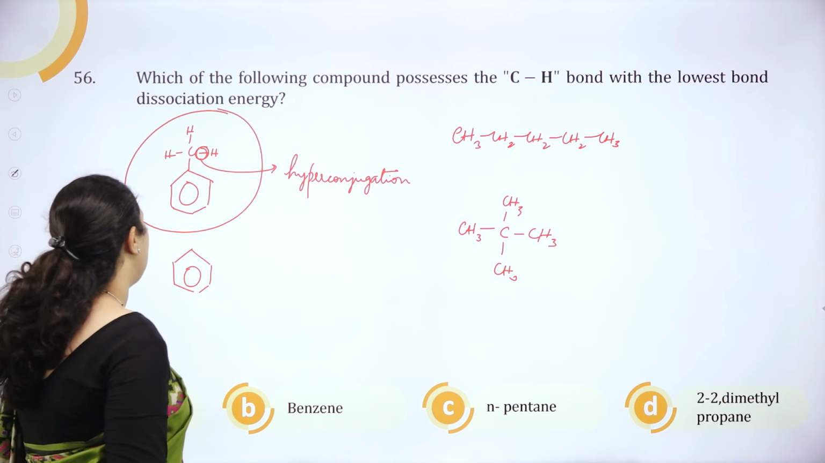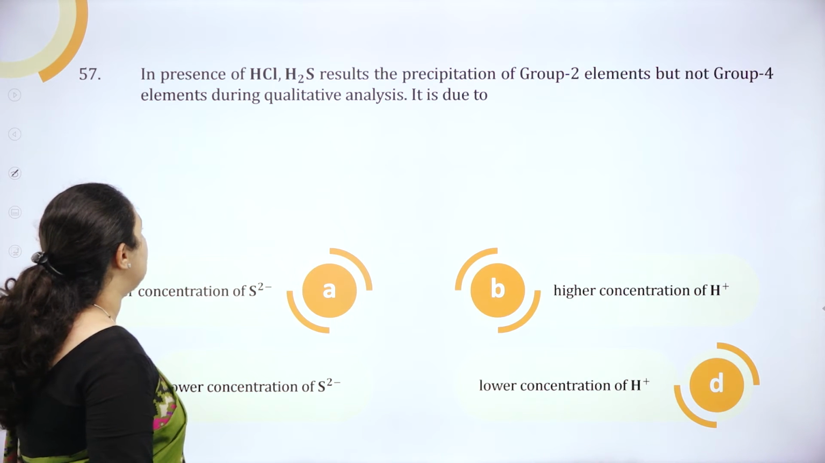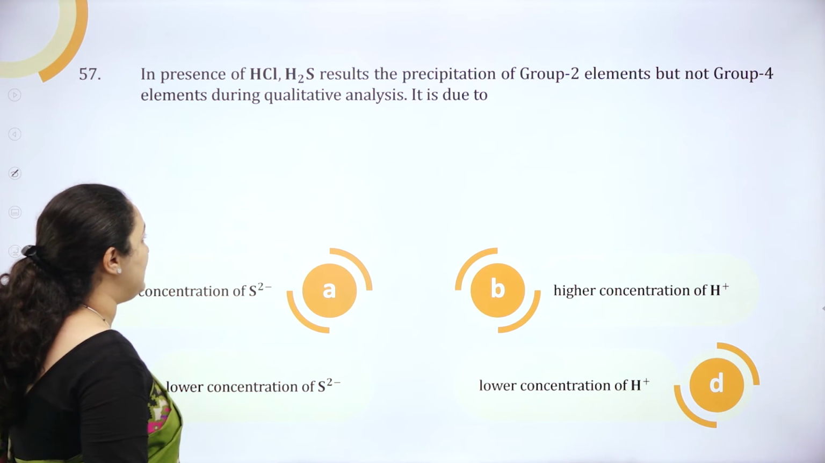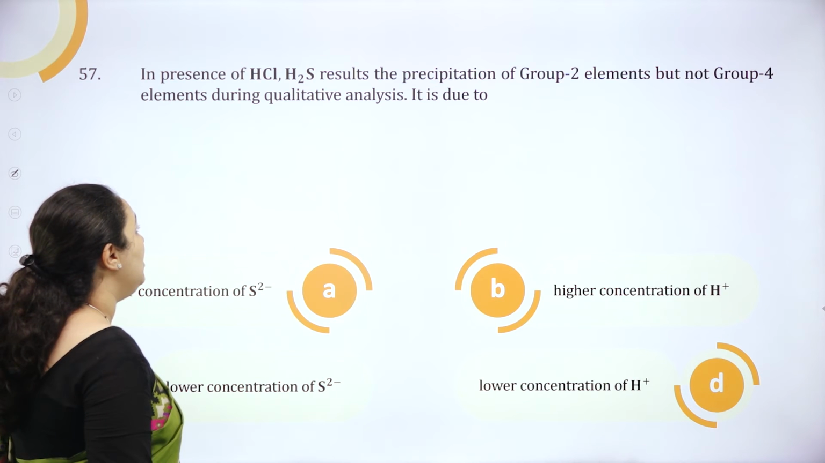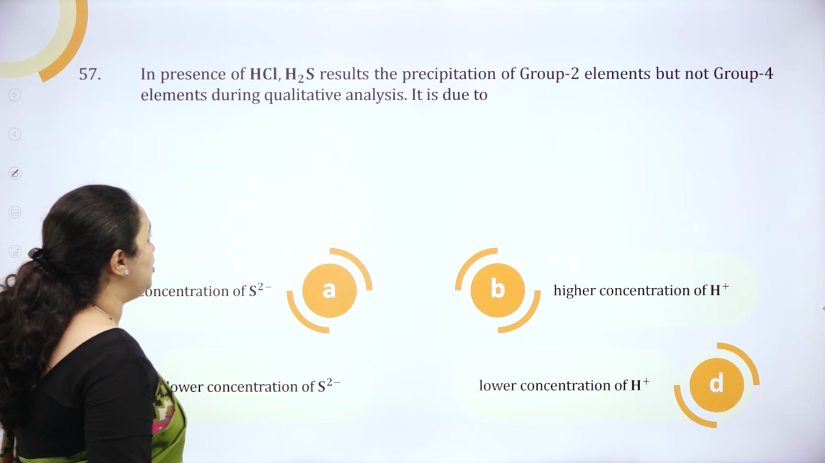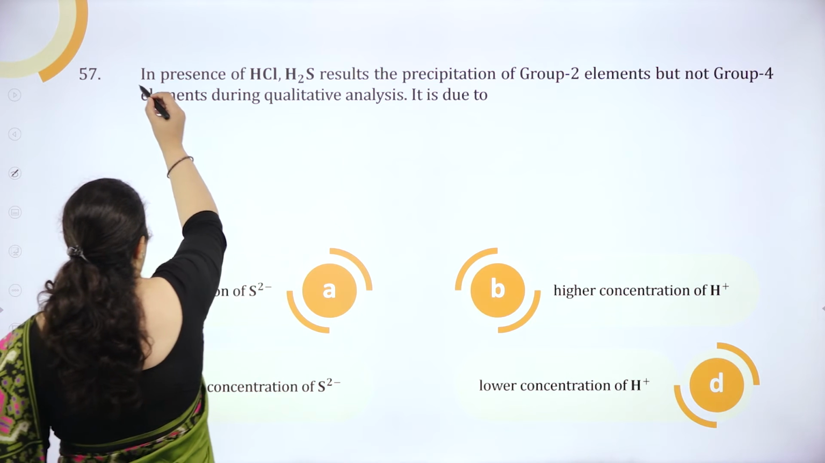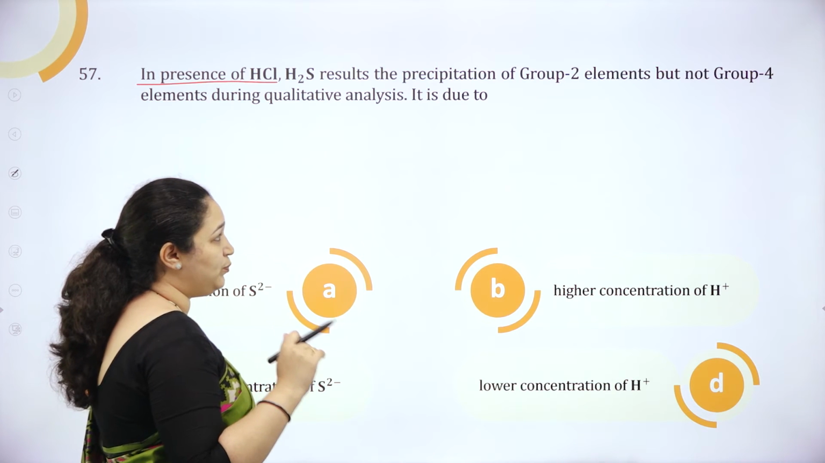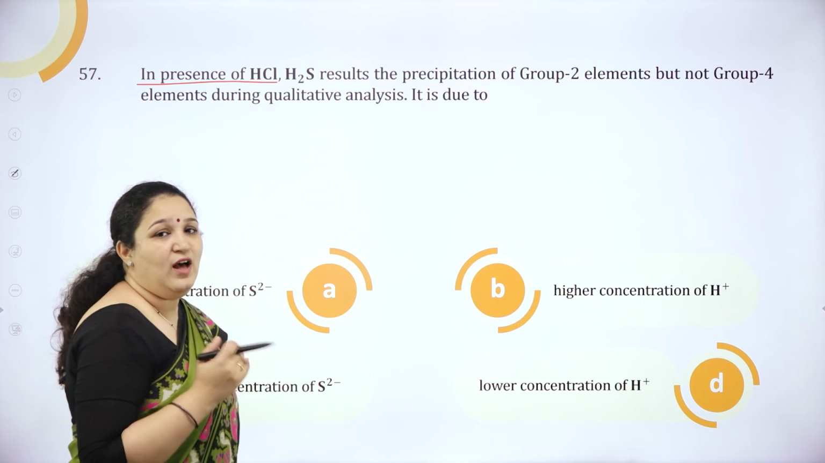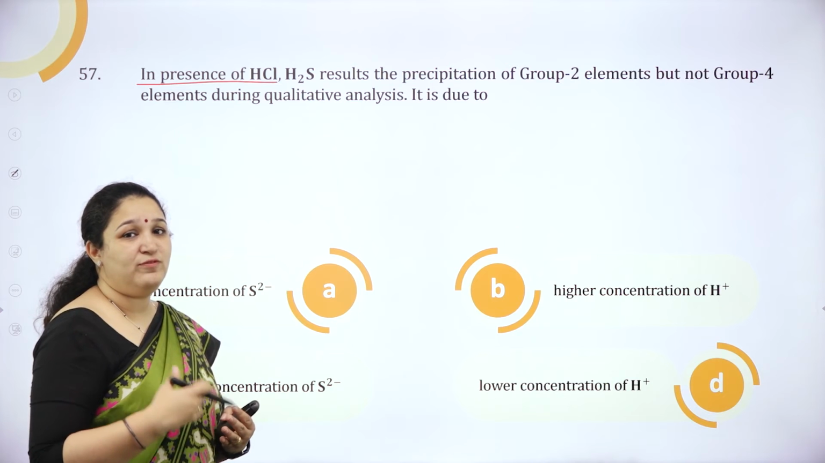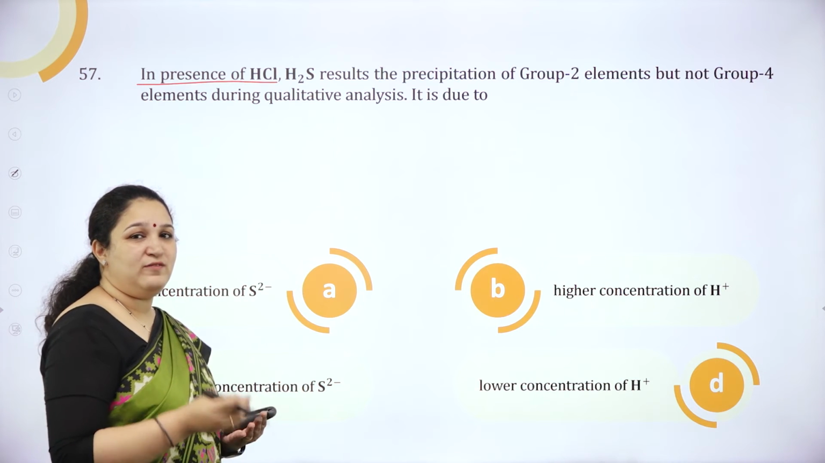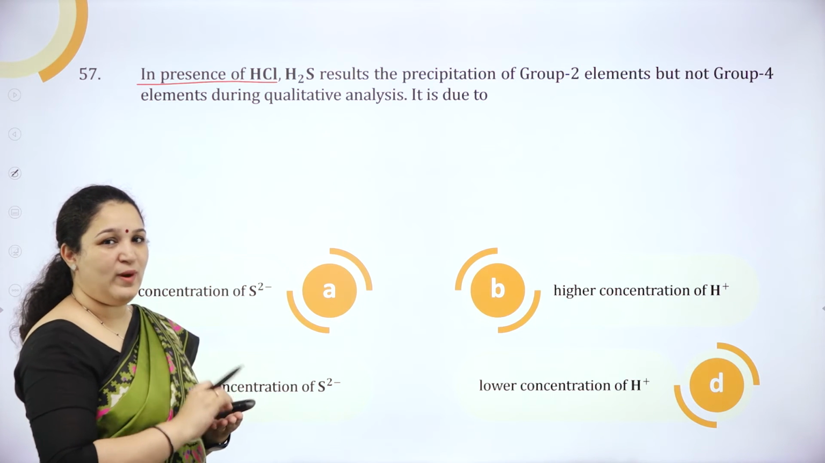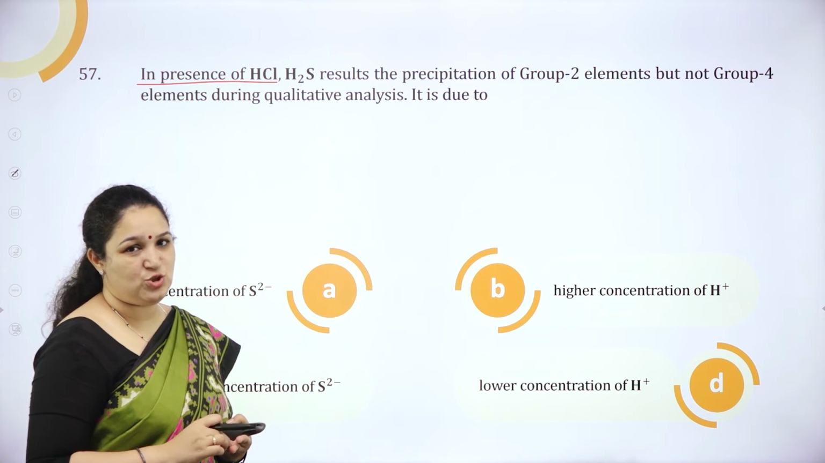Okay, next question. In the presence of HCl, H2S results in the precipitation of group 2 elements but not group 4 elements during qualitative analysis. This is due to. So what are they asking? In the presence of HCl, H2S results in precipitation of only group 2 but not group 4. We know that in the analysis of basic radicals, for group 1 we are adding HCl, and for group 2 we are adding, for the same original solution plus HCl, H2S.